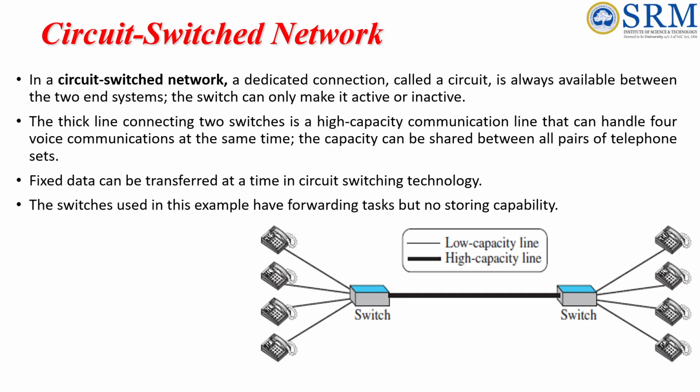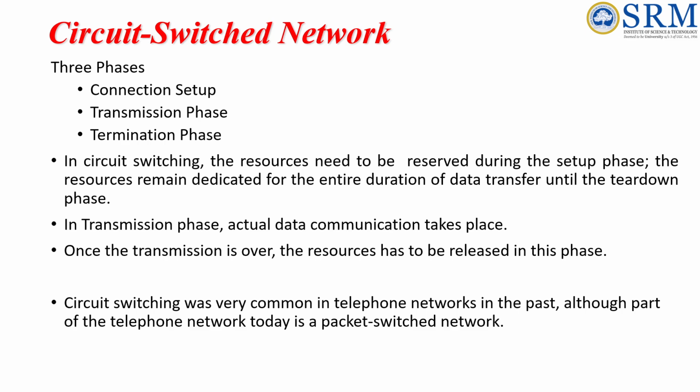First, let's understand circuit switching. In circuit switching, a dedicated communication path is established between the sender and receiver before data transmission begins. There are three main phases: connection setup, transmission, and termination. During connection setup, the required resources are reserved. Then the actual data is transmitted. Finally, after communication is completed, the connection is terminated and resources are released.